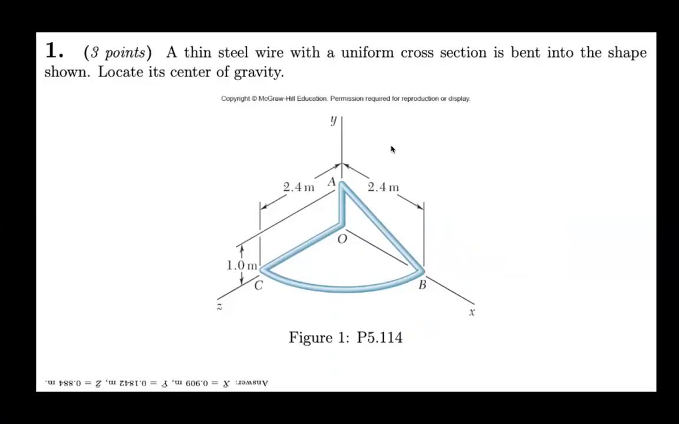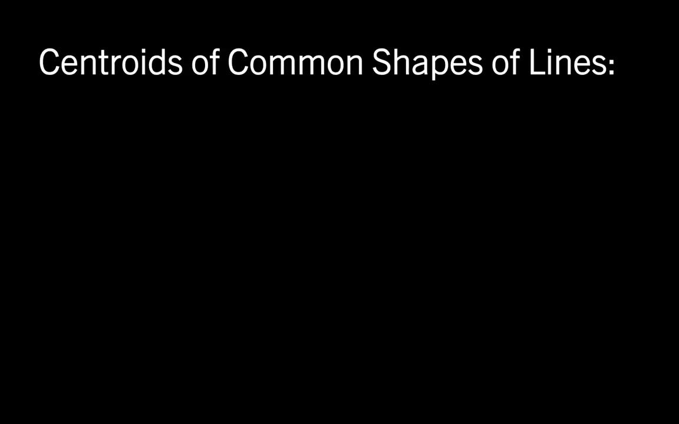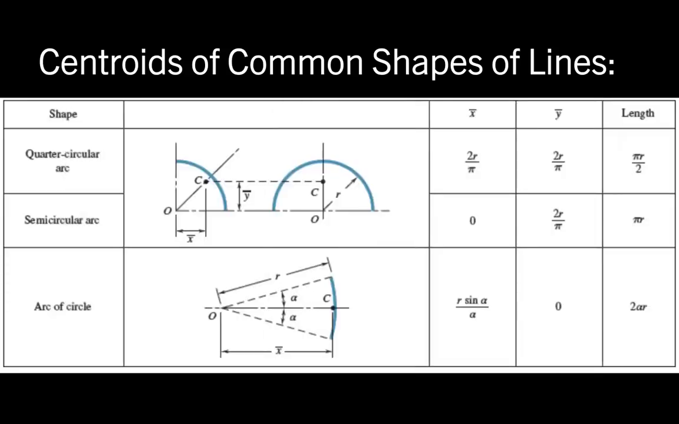So here's the full problem statement. A thin steel wire with a uniform cross-section is bent into the shape shown. Locate its center of gravity. So first we will have to review the centroids of some common shapes of lines. As we see here, we have some special shapes. We will be referring to this as we move on in the presentation. Here's the problem statement again.